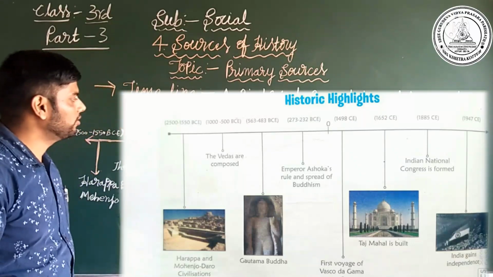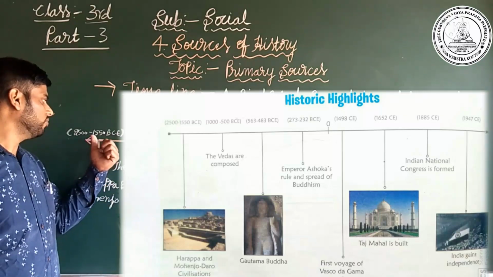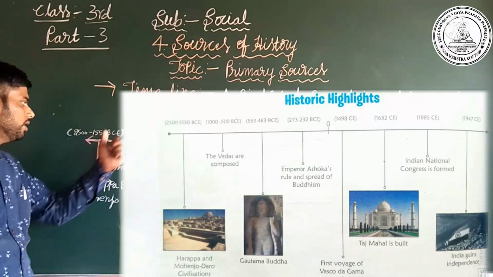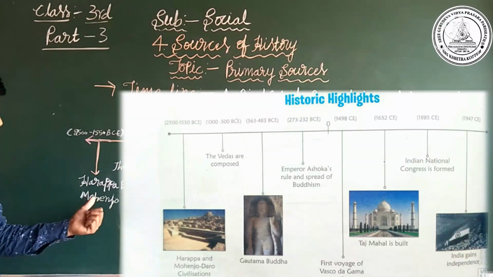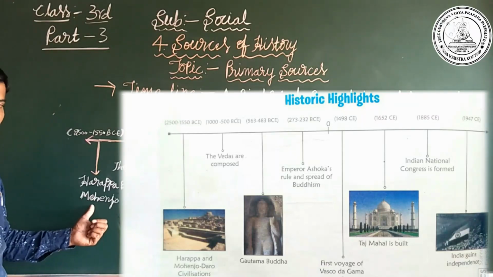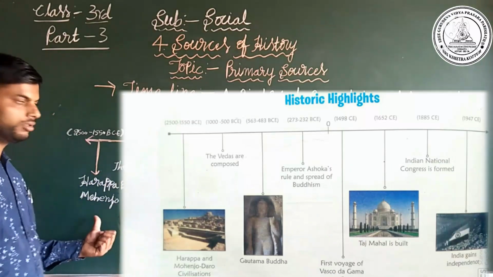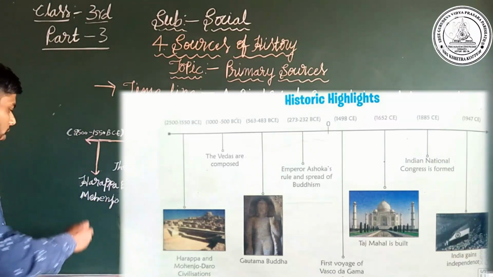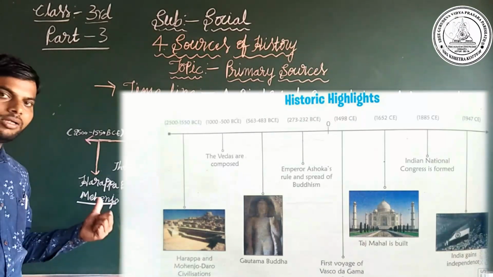All of you observe here, 2500 to 1550. In this period was Harappa and Mohenjo-daro. We know that Harappa and Mohenjo-daro were very important historical sites in India. These come under the Indus Valley civilization. My dear students, Mohenjo-daro is very famous for the Great Bath. We will study it in your post-standard history part.